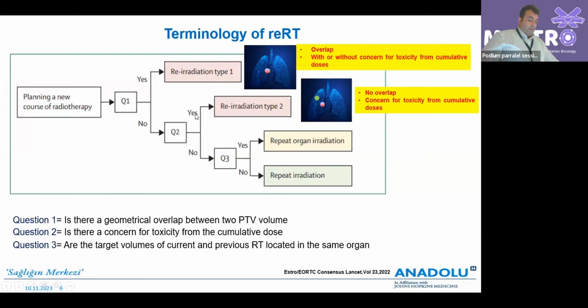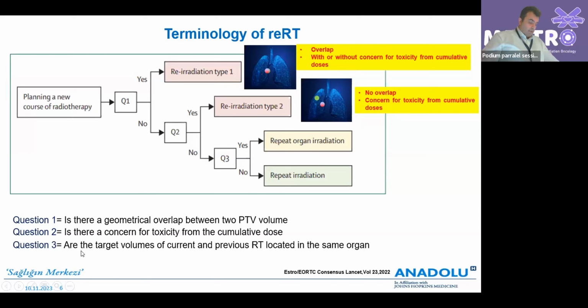If your answer is yes, which means that your irradiation type is type 2, where there is an overlap, think about scenario 3, where there is a concern for toxicity from the cumulative dose. So we should take into account the volume dose. If your answer is no, then you should ask another question, which is the third one.